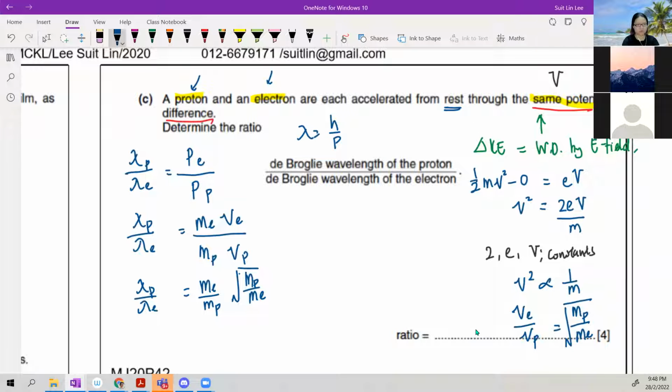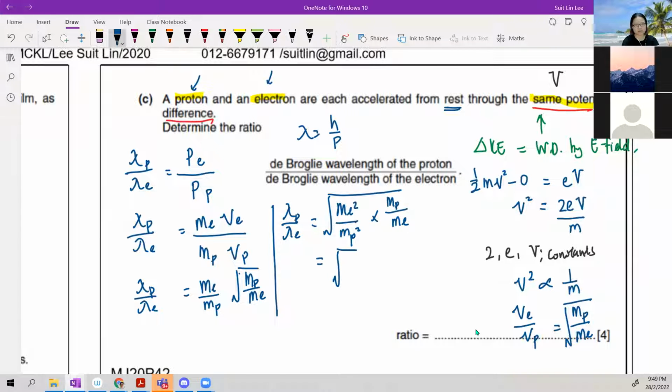Teacher, can bring it into the same square root? Can just multiply then? Can. I prefer to bring it into the same square root. So lambda P over lambda E will be equal to big square root. This is ME square over MP square. This is MP over ME. So at the end of the day, I am taking square root of mass of electron over mass of proton.